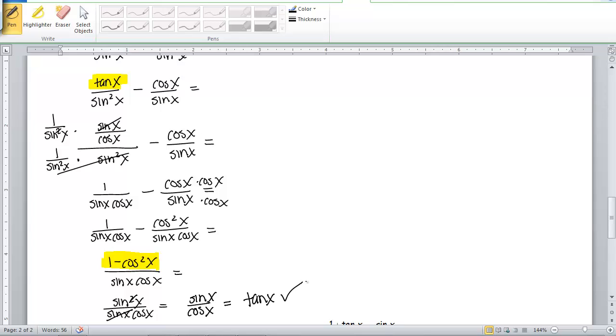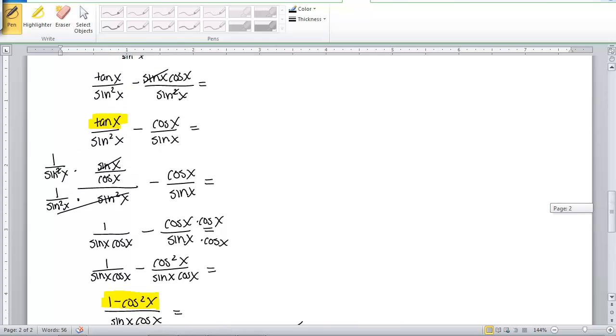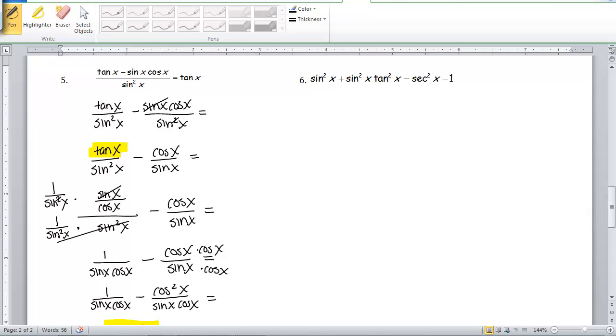So what you should notice in this problem is that you aren't always able to follow those steps for simplifying. Sometimes you have to make things a little bit more unsimple to be able to get it to what you want in the end. Please now take a look at number 6. Pause the video, and when you are done, verify with the video.